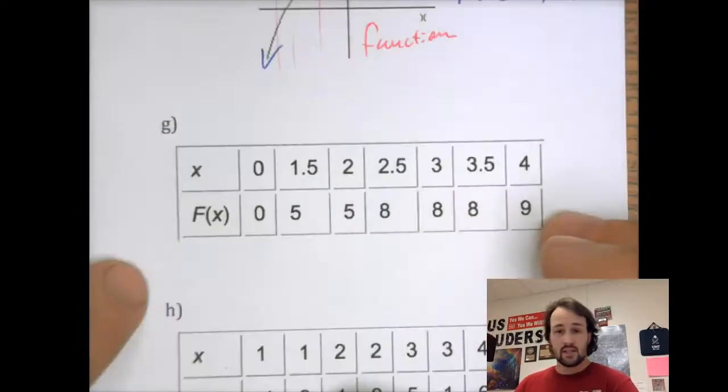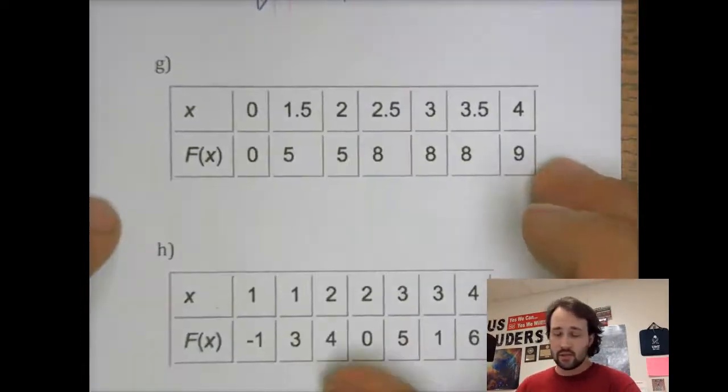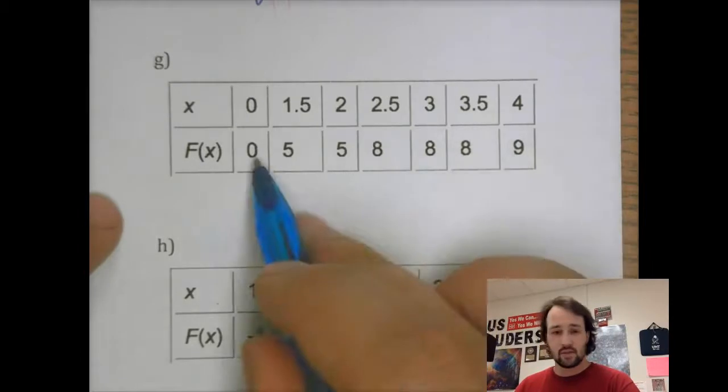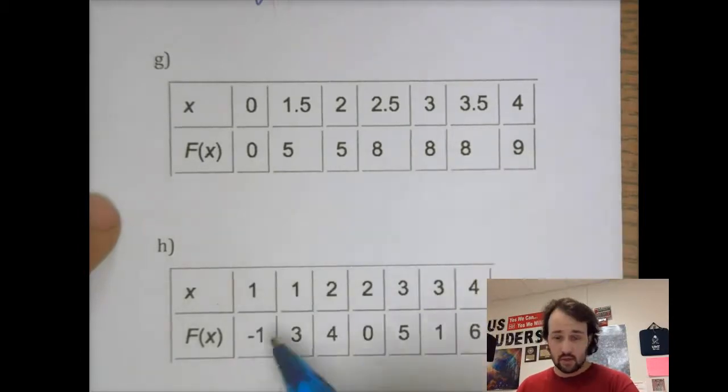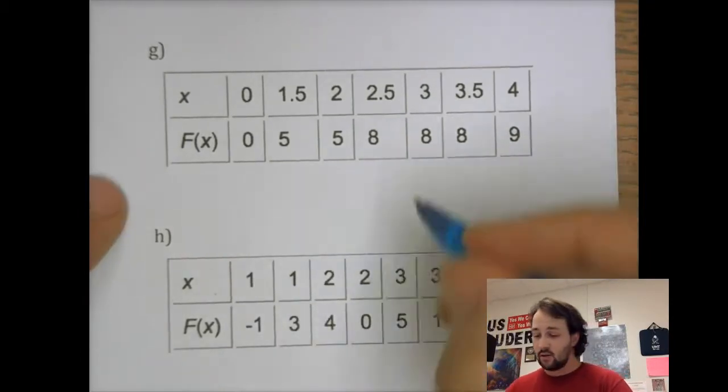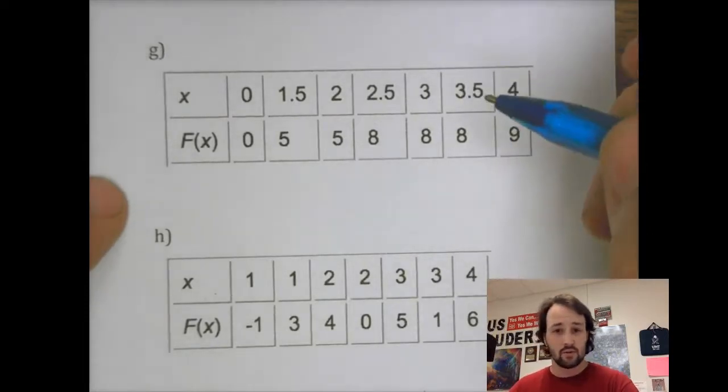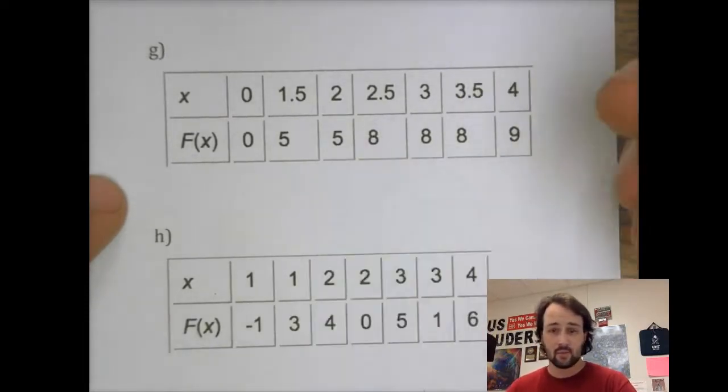All right, G and H, I'm not going to worry about stating the domain and range. The domain is all of the x values. The range is all of the y values. Same thing with H, all the x values, all the y values. The only thing we're going to check for is whether it's a relation or a function, so you get used to seeing them in tables as well.